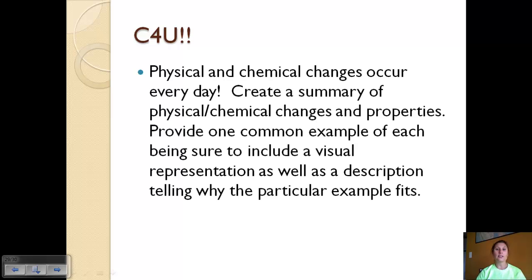Okay, so let's look at your check for understanding. So we know that physical and chemical changes occur every day. So create a summary of physical and chemical changes and properties. Put each definition in your own words, and provide one common example of each. Think of one that we haven't talked about yet. Be sure to include a visual representation, so draw some sort of picture, as well as a description telling why the particular example fits.